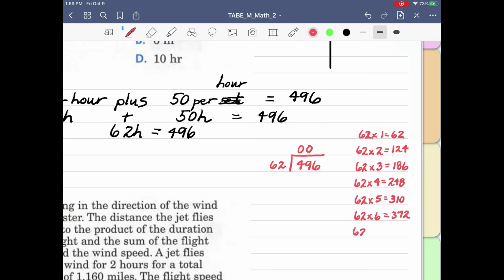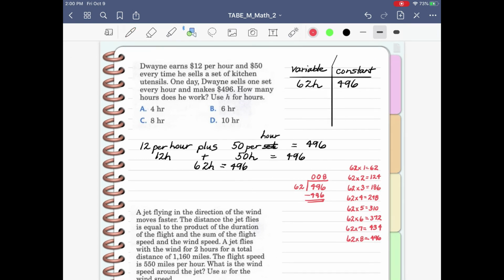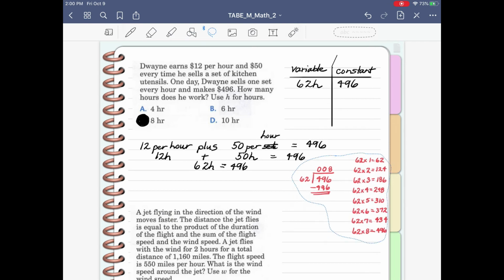62 times 7, we're getting into the neighborhood. Remember, 9 is as high as we can go. 62 times 8. There it is. So, I forgot what we were doing. He worked 8 hours on this particular day. I would tell you to use the calculator on that one. That's just too much work. Alrighty, let me try to move this up.